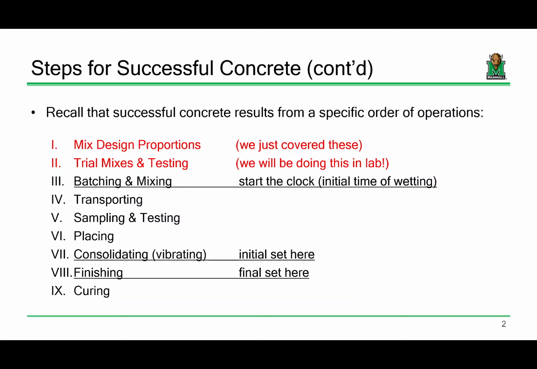You got a good workable batch of concrete. Now what? Now you got to use it, okay? So that's what we're going to be talking about today, is what happens when you're good to go, okay? So that involves batching and mixing the concrete itself, transporting it to site. You're going to sample it and do things like slump and cylinder and all that.